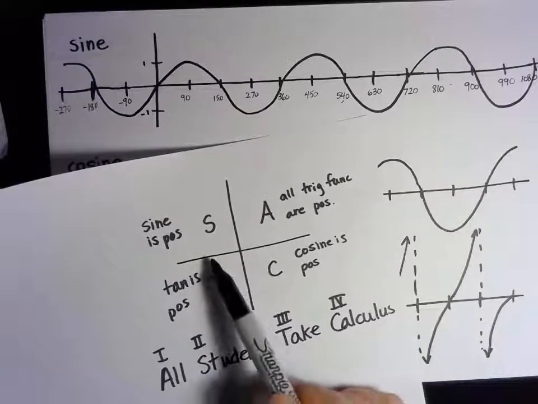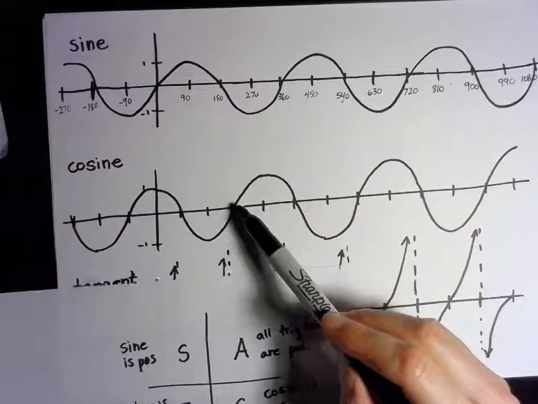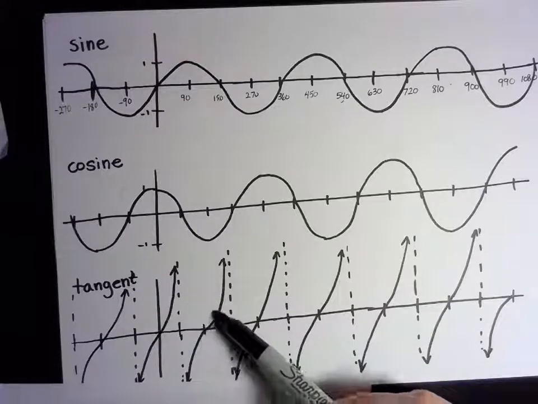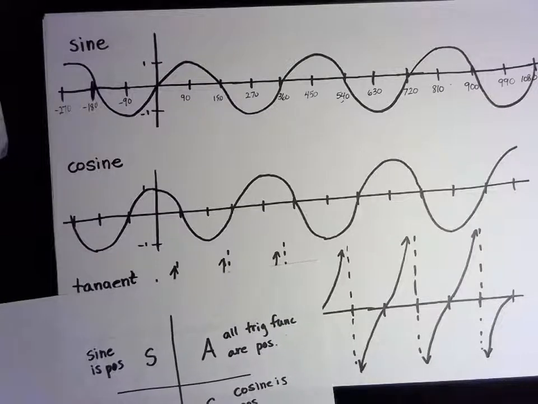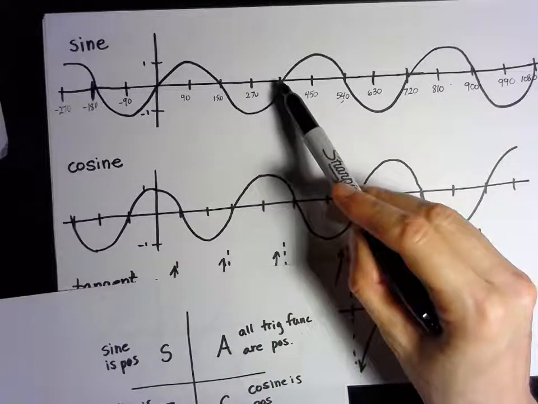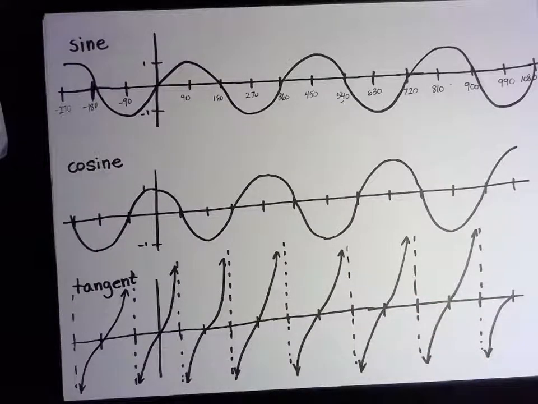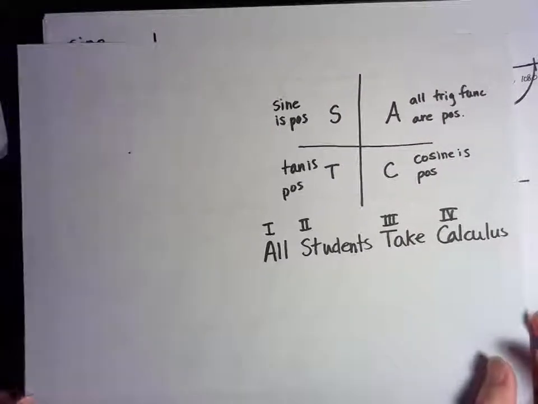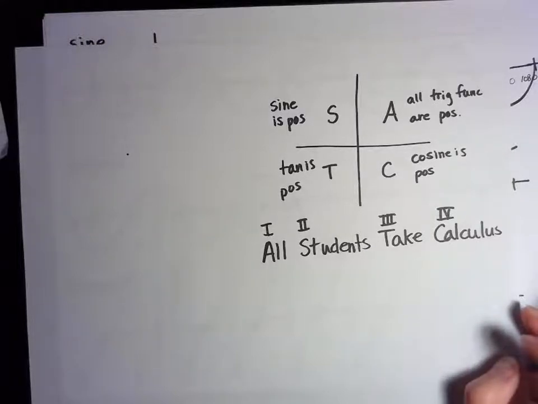In the third quadrant, between 180 and 270, the sine is negative, the cosine is negative, but the tangent is positive. And finally, in our home stretch, from 270 to 360 here, the sine is negative, but the cosine is positive. Tangent is negative. Okay, so All Students Take Calculus can help you remember where the different functions are positive.